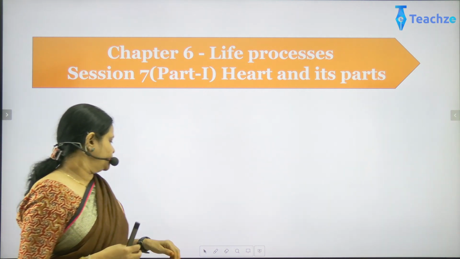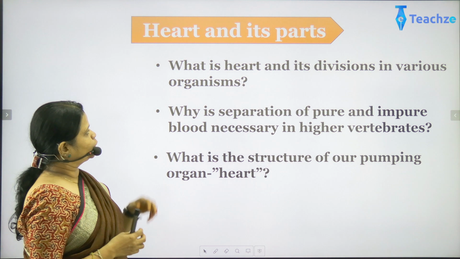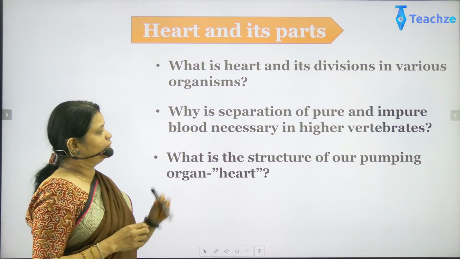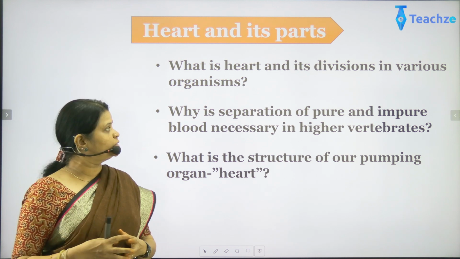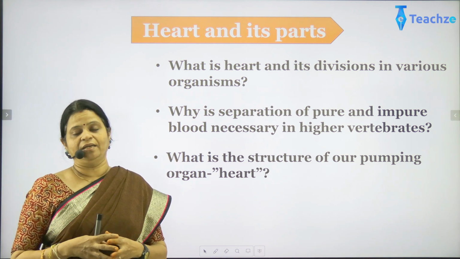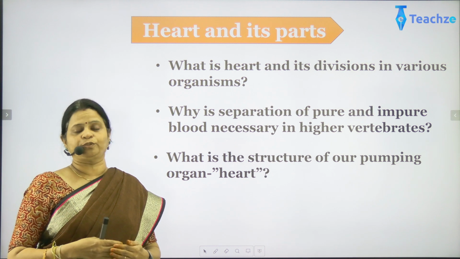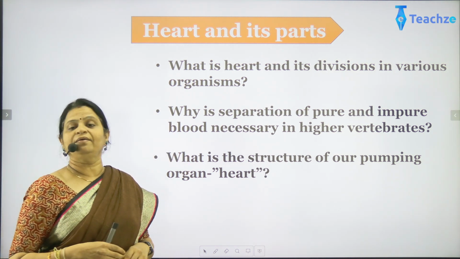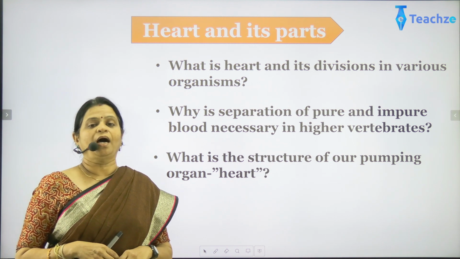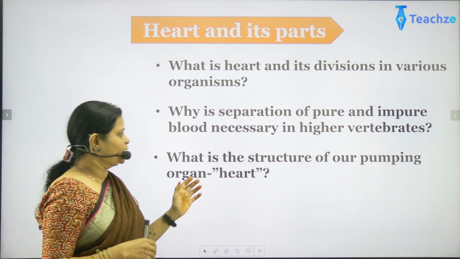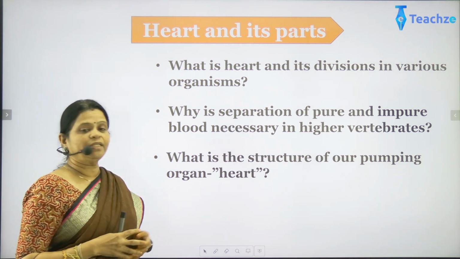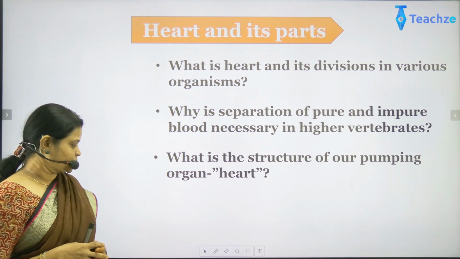Now coming to the different subtopics we are going to look at in this session. The first one is what exactly the heart is, its position, and how it is divided in various organisms compared to the lower ones. Then, why the separation of pure and impure blood is very important in higher vertebrates, and what the structure of our organ and its different parts are. All that we are going to see in this session.